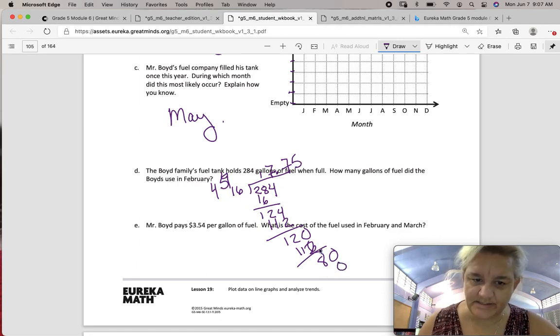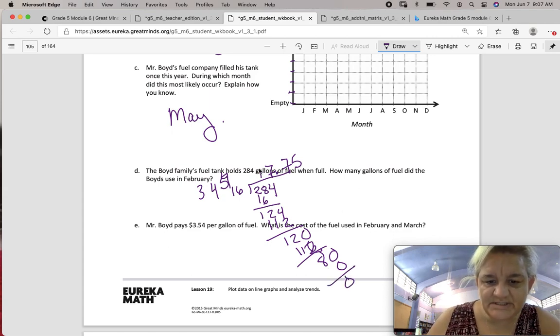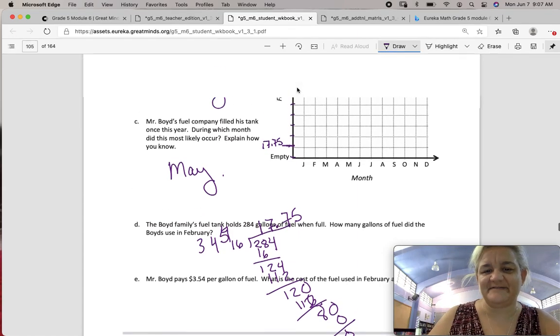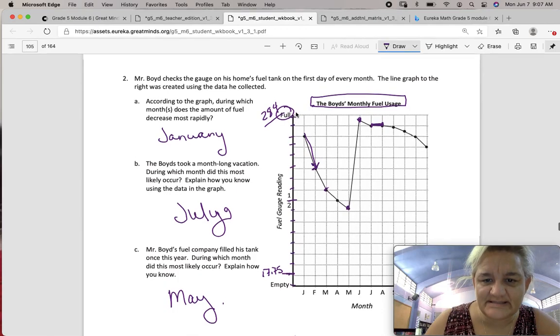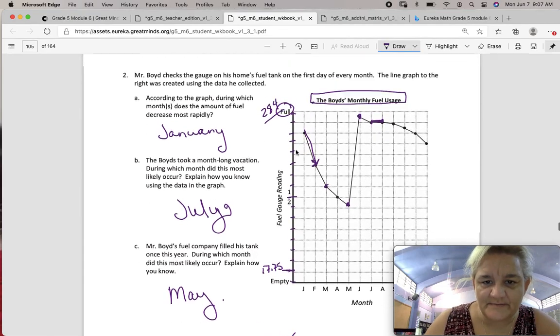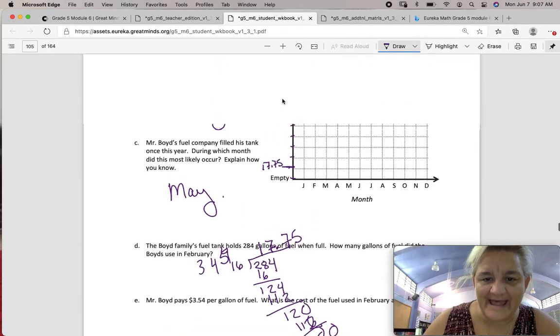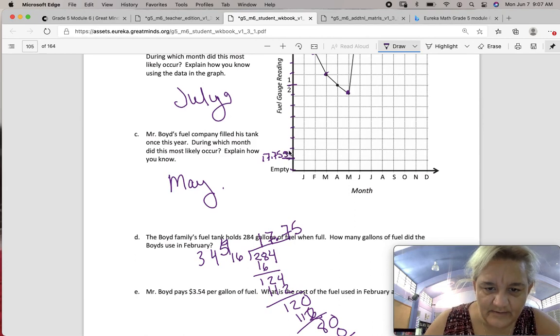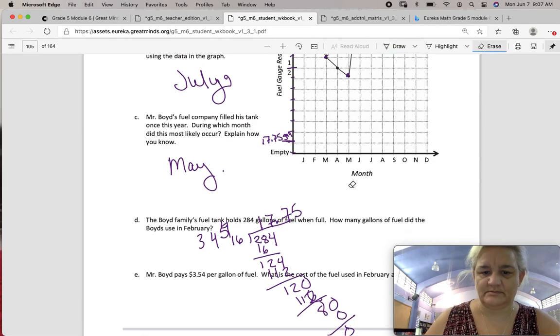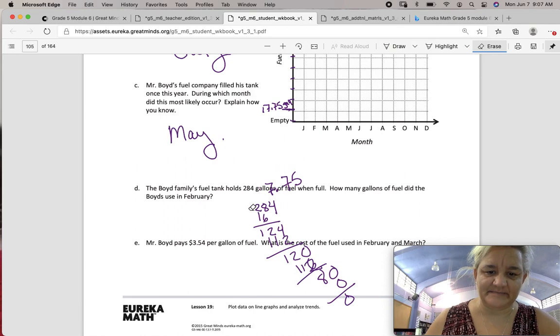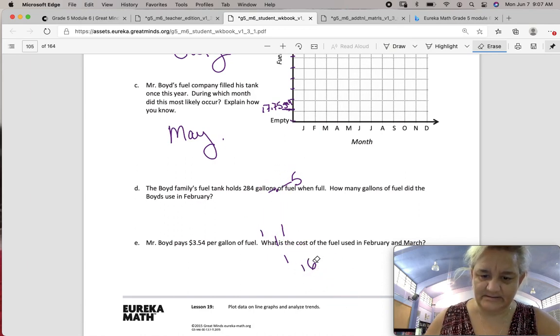And let's see, that's 30, 5, 6, 7, 8. There we go. So each section here represents 17 and 75 hundredths of fuel, gallons. Okay? Ooh, so that's messy. Anyway, that was a division problem. That's how I figured that out.